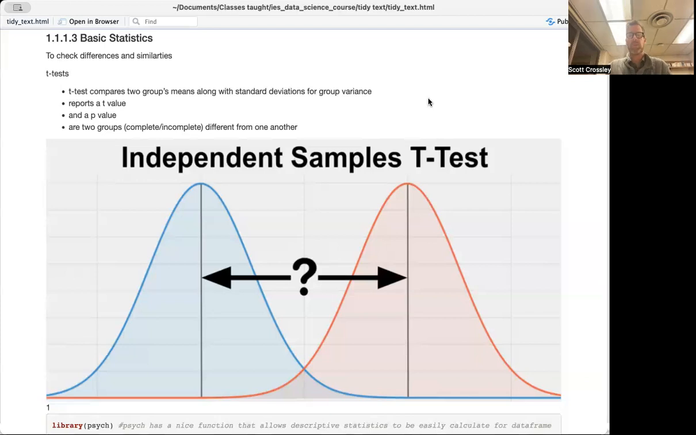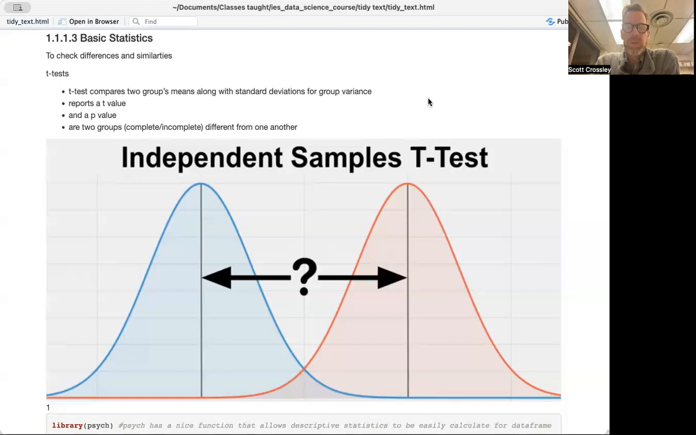So if you're not familiar with the t-test, you're about to get a minute-long introduction to it. You might want to read up on the t-test on Wikipedia. But basically, a t-test compares two groups' means along with their standard deviation. It reports a t-value, which is a statistical test, and a p-value. And generally, a p-value below 0.05 is considered statistically significant. But you also want to probably look at effect sizes, because with large data frames like this, it's virtually impossible not to get a p-value that is below 0.05.